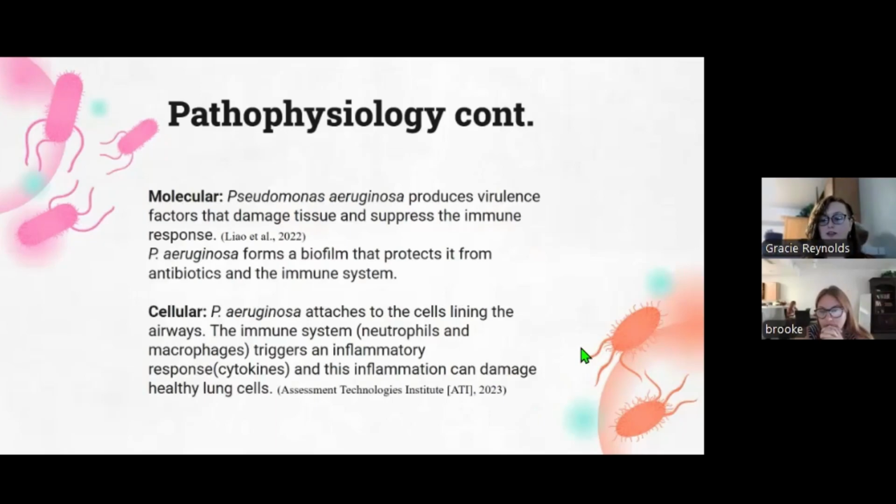When it comes to cellular, P. aeruginosa attaches to the cells lining the airway. The immune system, the neutrophils and the macrophages we saw in that one photo, triggers an inflammatory response. These are the cytokines. While this response is intended to fight the infection, excessive inflammation can also damage healthy lung tissue and contribute to worsening pneumonia.